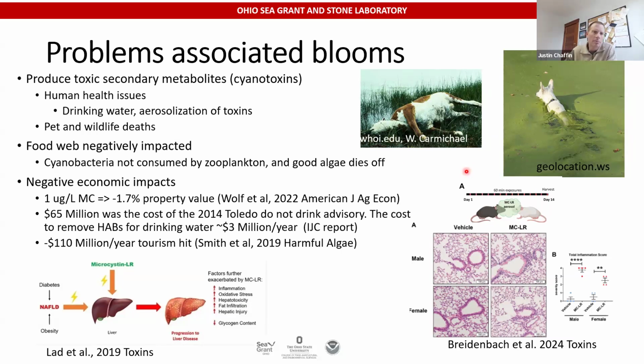toxic blooms. The cyanobacteria are not really consumed by zooplankton, and when they are, they don't reach the same biomass, and the good type of algae dies off. So there are negative ecological effects, and I think we've got to do a better job of documenting the negative economic impacts that these blooms can have. For example, property values can decrease. It costs a lot to treat drinking water to remove the toxins, and it can be a large tourism hit associated with blooms.